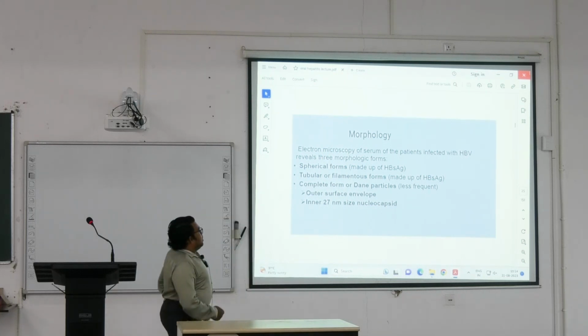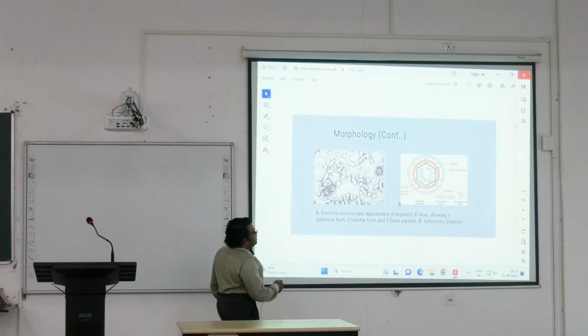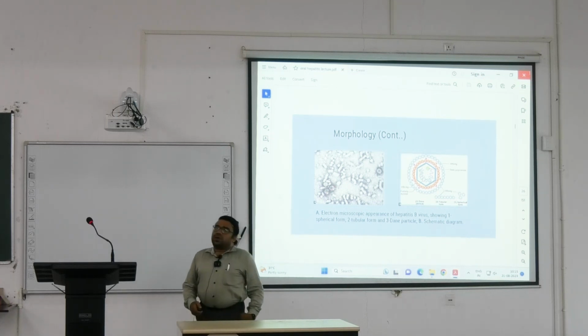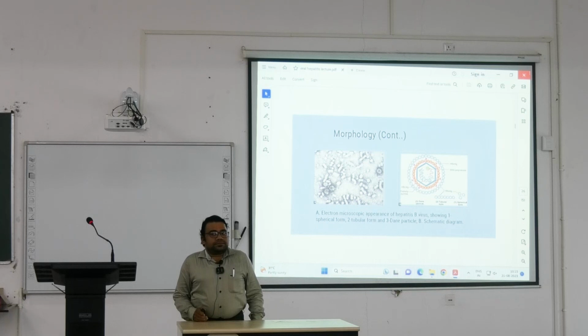If we look at the morphology, we can see the virus has many forms. For example, you can see this spherical form and there is a tubular form. Also, you can see this large spherical form. Can you see? This is the small spherical form. One is a tubular form and a large spherical form. It is called the Dane particle. So, what is a Dane particle? It is a virus without the nucleic acid.